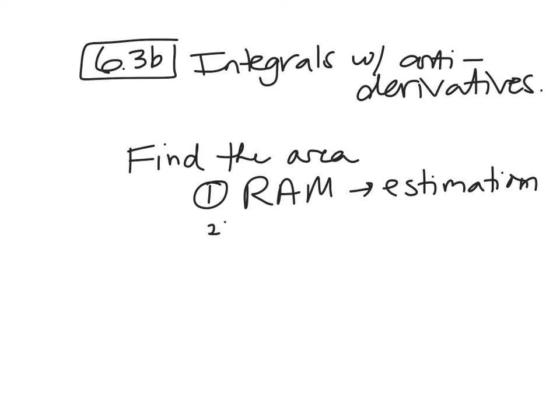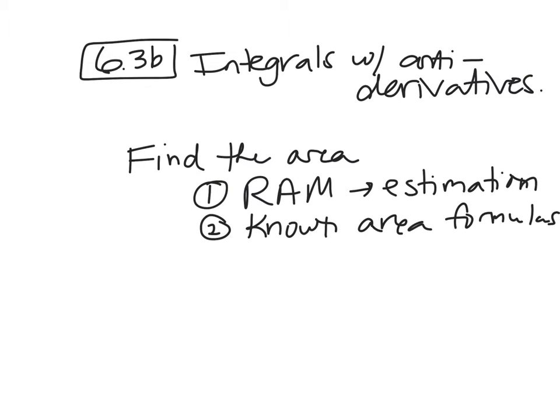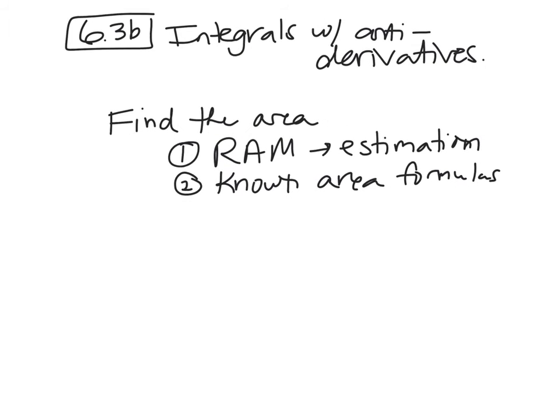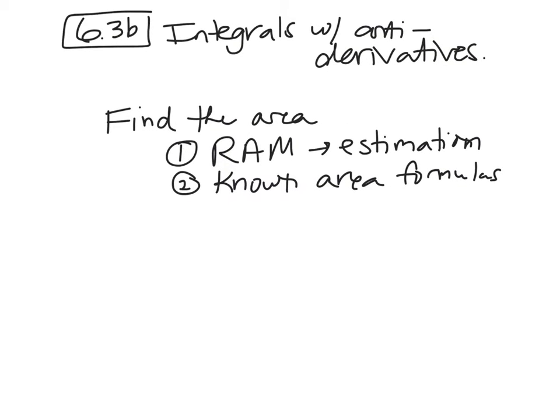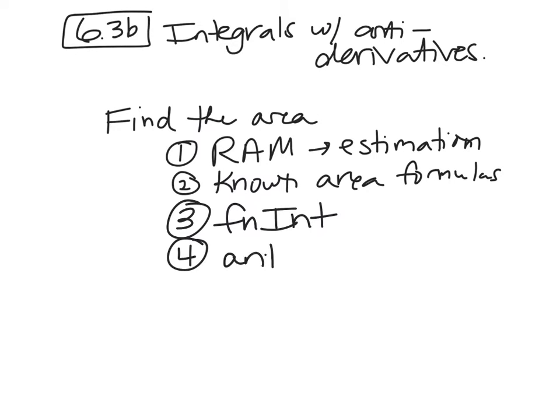Then we did known formulas for area. That's pretty good if you're pretty good at geometry. You know, there were areas of a triangle, trapezoid, circle. But what if there isn't a specific area formula? Like if we were integrating underneath a parabola, that doesn't make a really nice square or rectangle or anything like that. So we also learned to do fnInt on our calculator. And then today we're going to learn the fourth and final way to find the area, and that is to use the antiderivatives.